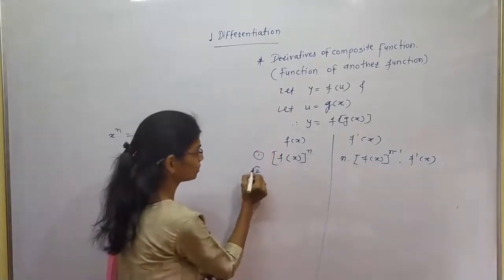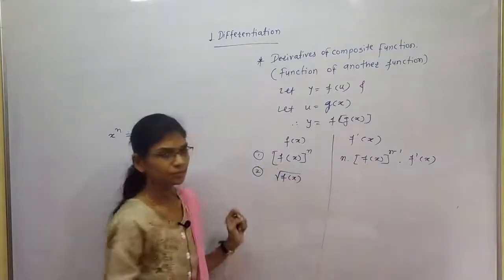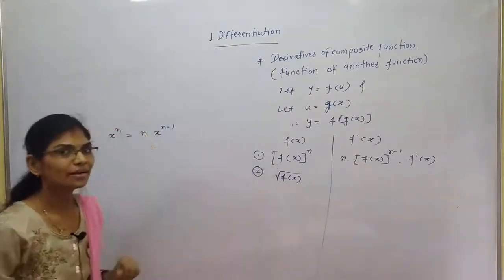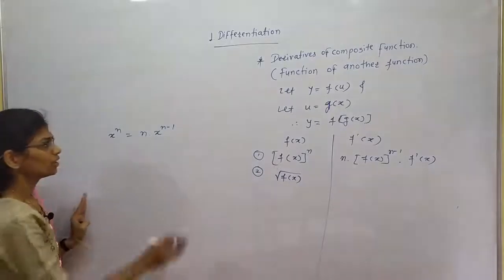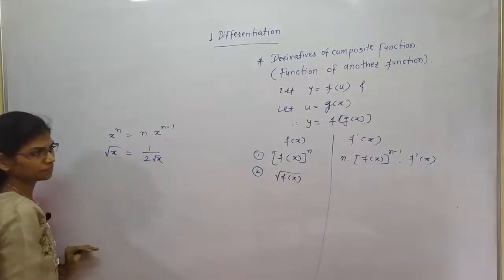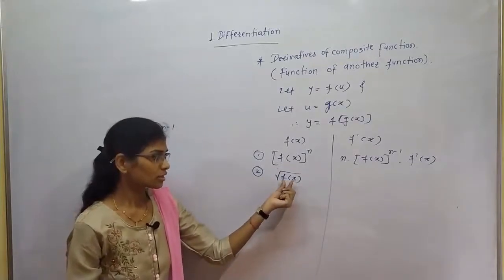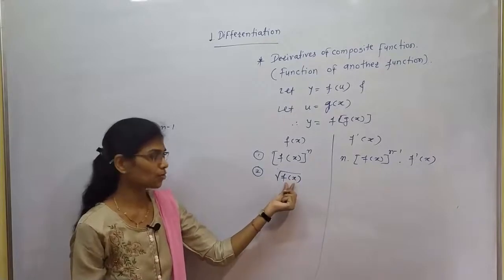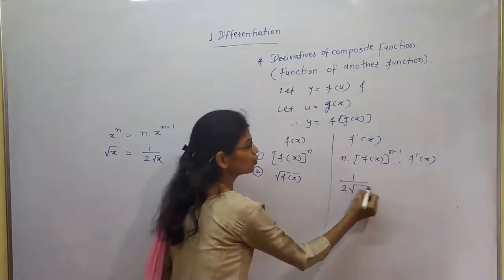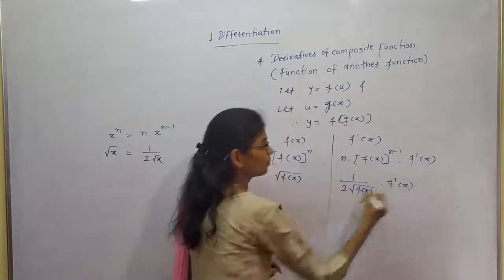Second formula is for the square root of f of x. The whole function is in the form of a root. In standard form, we learned that the derivative of root x is 1 divided by 2 root x. Here also we have to take it similarly, but here the whole function is present in the form of a square root. Therefore, its derivative is 1 divided by 2 into root of the whole function f of x, multiplied by the derivative of that function.